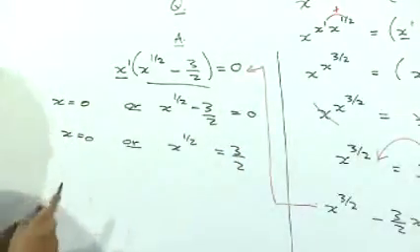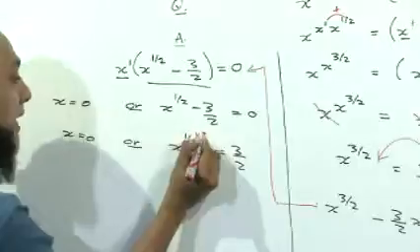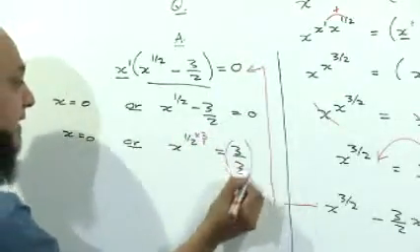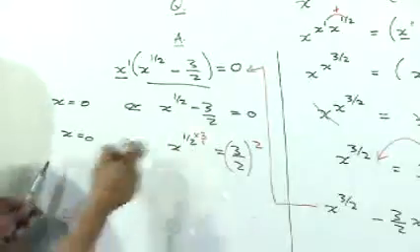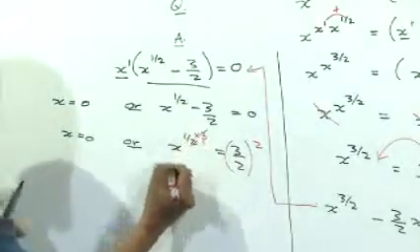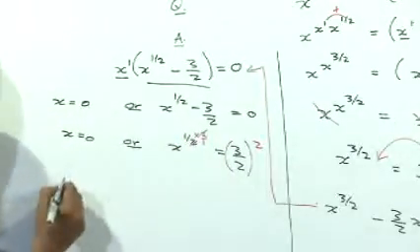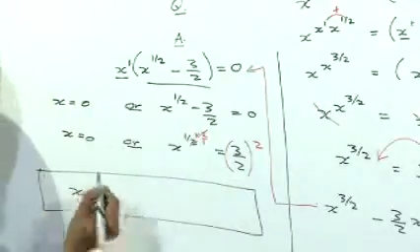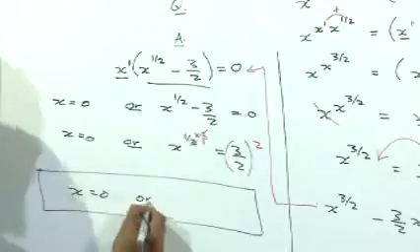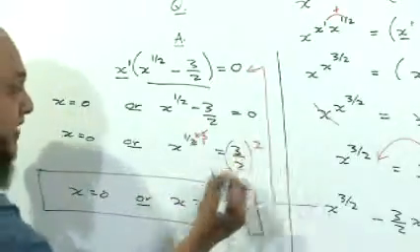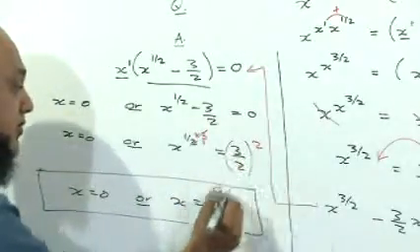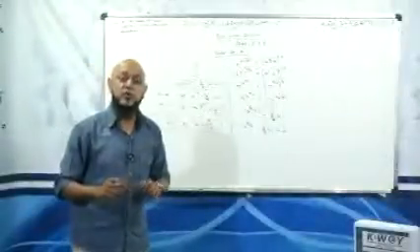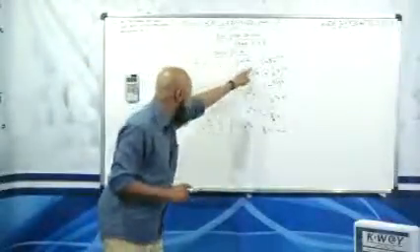How do I get rid of a half? I multiply the power by 2 over 1, or by 2. What I do to the left, I do to the right. That and that will cancel out. So what's my final answer? My final answer here is x is equal to 0. That's my first solution. Or x is equal to 3 squared is 9 over 2 squared is 4. And there we go, guys. That is how we solve for x in this problem.